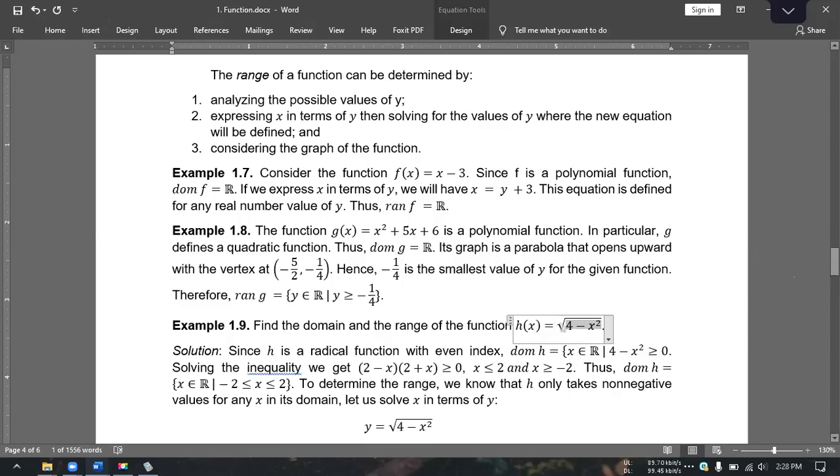So, our radicand must be greater than or equal to 0. Ito siya. Now, solving this equation, we have to look for the value of x where the radicand becomes negative. What are the values of x where the radicand becomes negative? So, ito yon. Take note, 4 minus x squared can be factored. Pwede nating i-factor si 4 minus x squared.